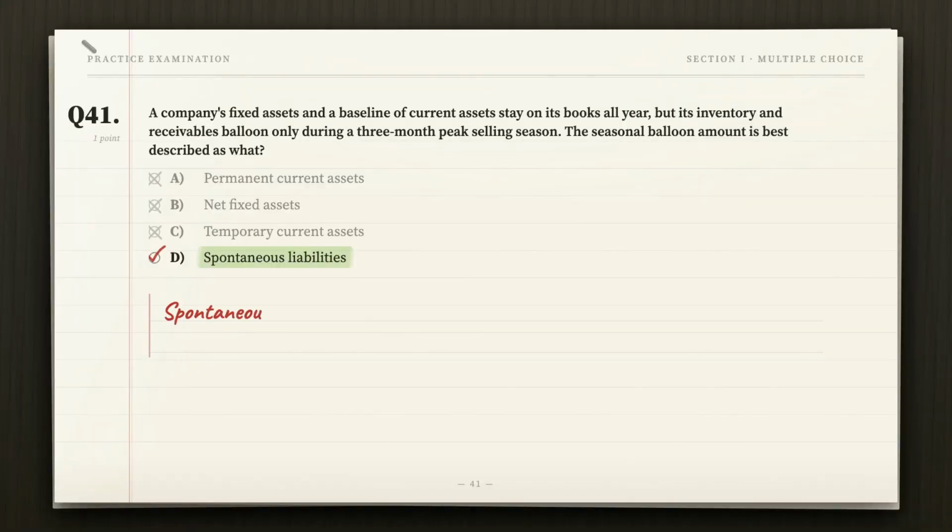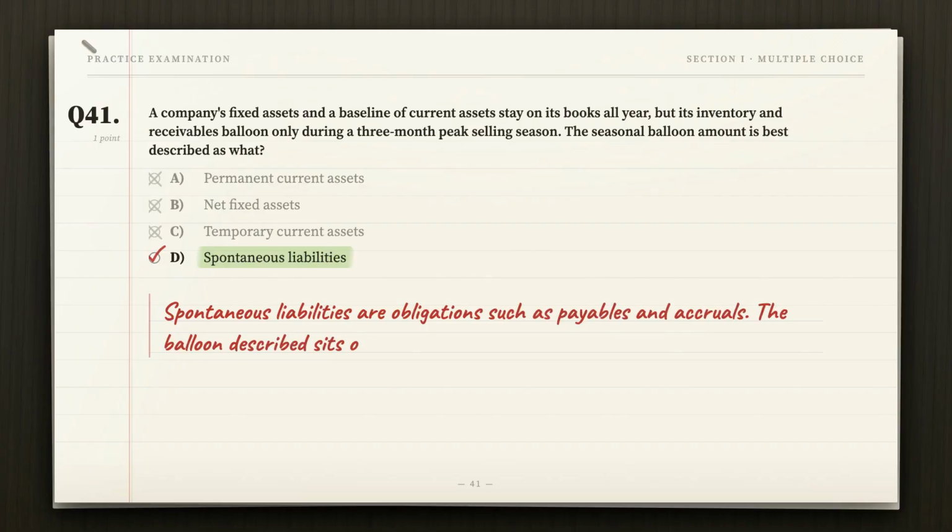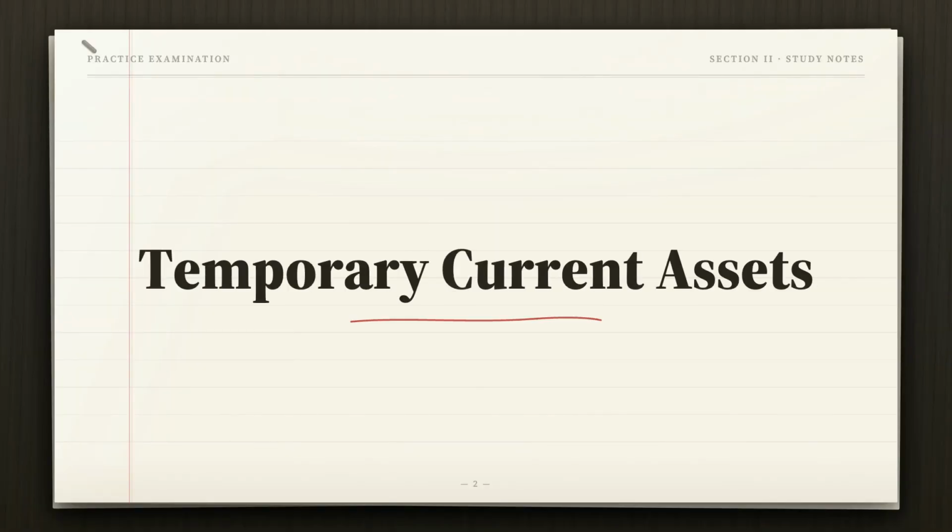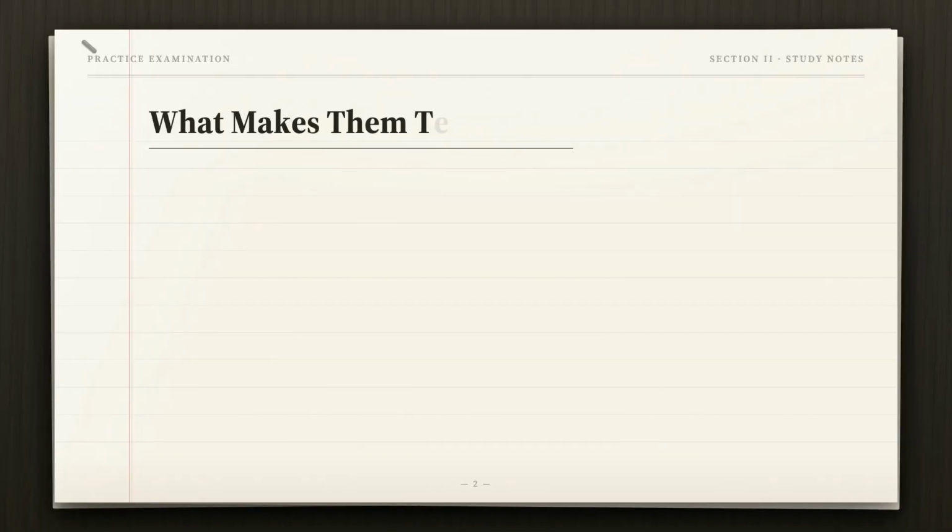D is wrong because spontaneous liabilities are obligations such as payables and accruals. The balloon described sits on the asset side, not the liability side. Picture a lawn and garden equipment maker's balance sheet in January versus May. Inventory and receivables sit low in winter, then balloon in spring as mowers and tillers fly off the shelves. That seasonal bulge rising and falling with demand is what we call temporary current assets.